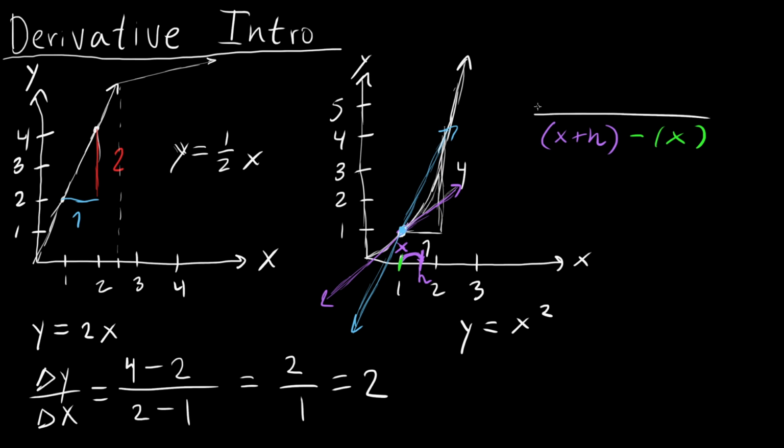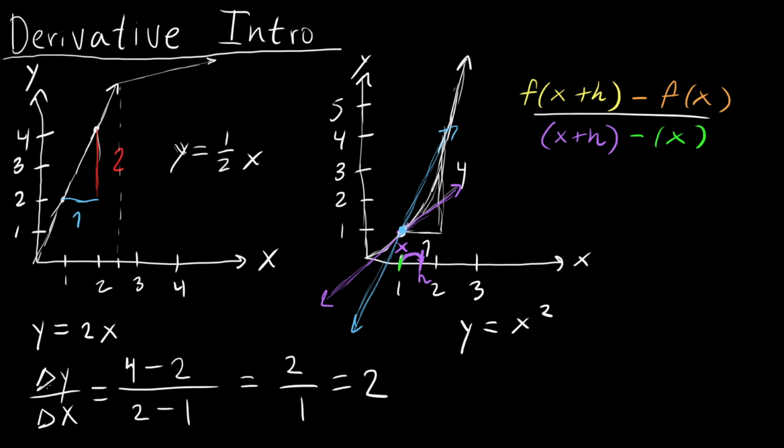So how do we find the final y value that we end at? The way that we find that is just plugging into the function. So we just do f of x plus h, and then our initial y value, we do the same thing. We just plug it into the function, f of x. So this is exactly what we did here.